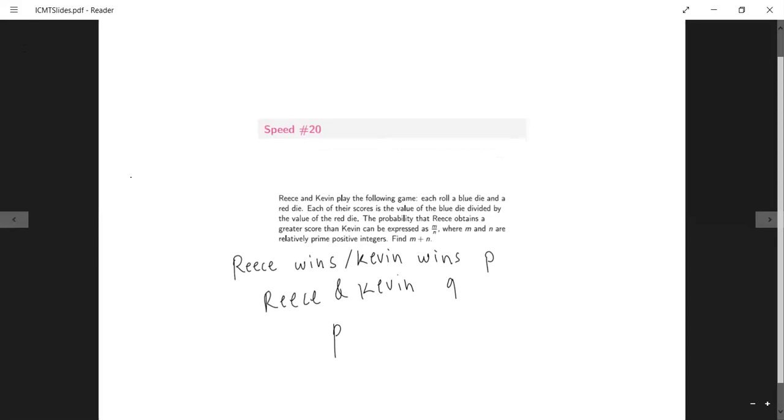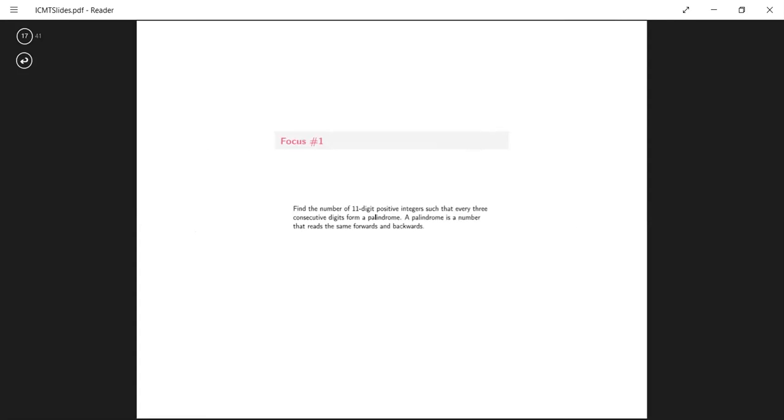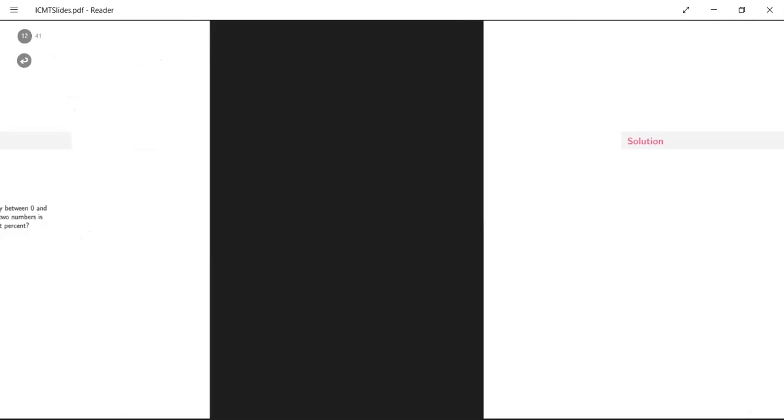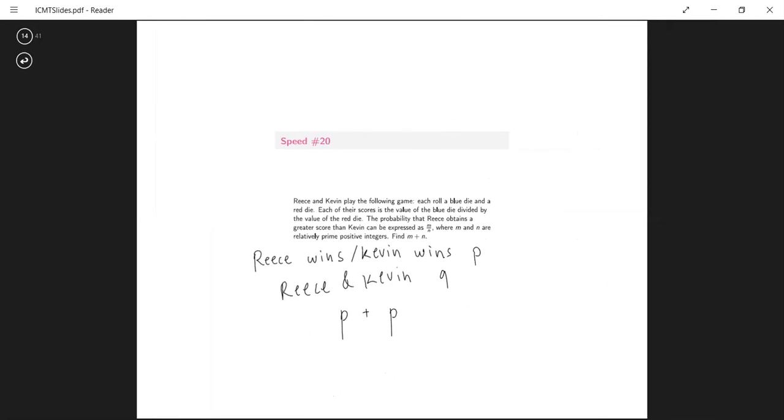Then, because these are all 3 scenarios, these probabilities should add up to 1. So we have the probability that Reese wins is P, the probability that Kevin wins is P, and the probability that they tie is Q. So these should add up to 1. So we have 2P plus Q is equal to 1. So we can solve for P in terms of Q to get that 2P is equal to 1 minus Q, or P is equal to (1 minus Q) over 2. So this tells us that to get the probability that Reese wins, we can just find the value of Q and then substitute that into (1 minus Q) over 2.